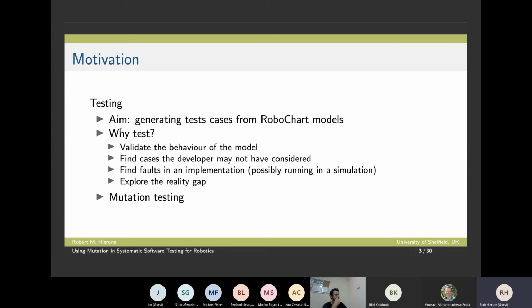And then, why mutation testing? Well, I'll say a bit more of that in a moment. Essentially it's an opportunity to see types of faults that one thinks are likely.